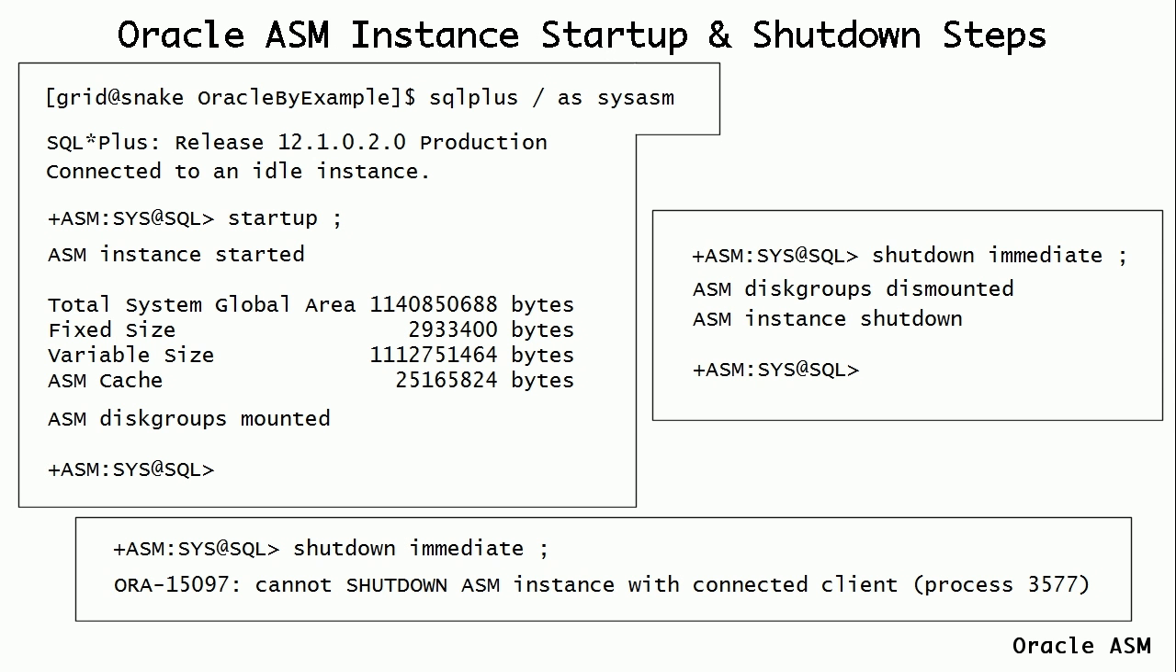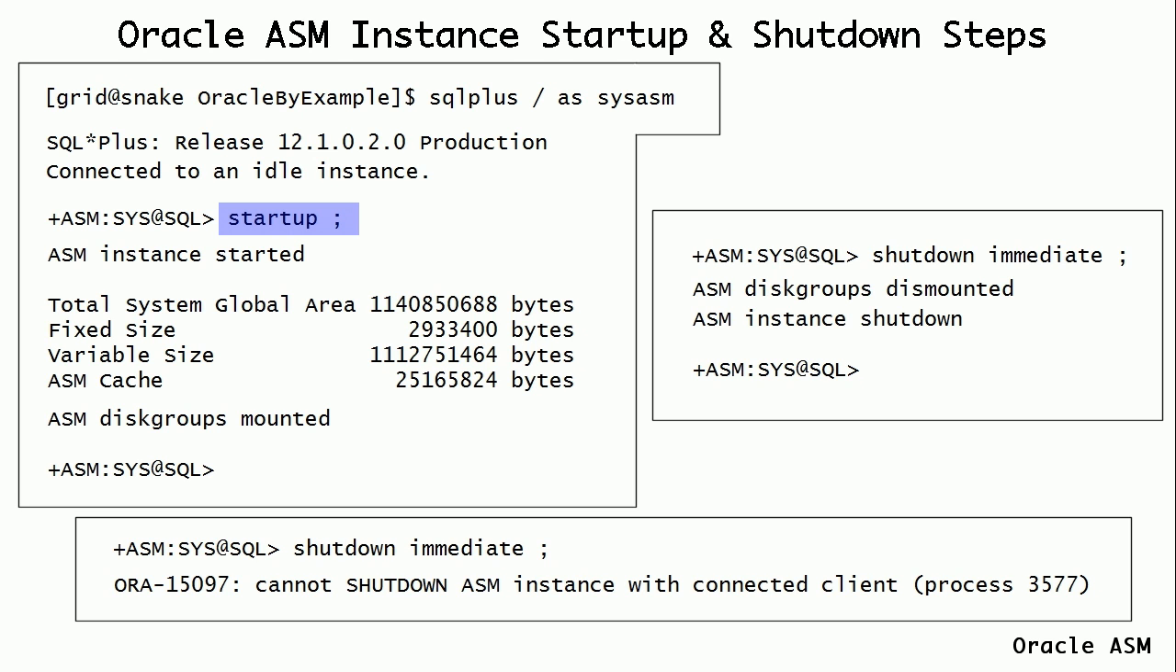Now, let us take a look at how we can start up and shut down Oracle ASM instance using SQL*Plus. We can start up and shut down Oracle ASM instance while logged in as Grid Infrastructure Owner or Grid User. We have to log into SQL*Plus using SYSASM privileges. Notice that I am running Oracle 12c, Release 1, version 12.1.0.2.